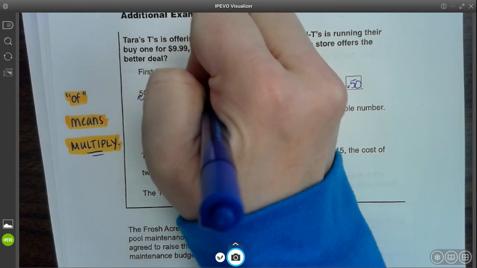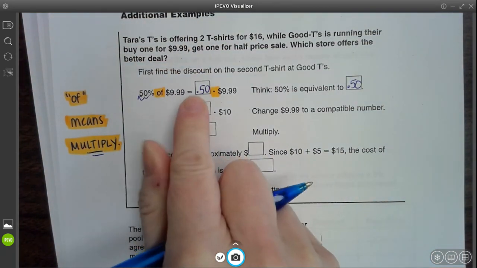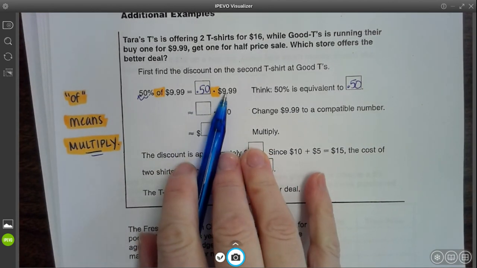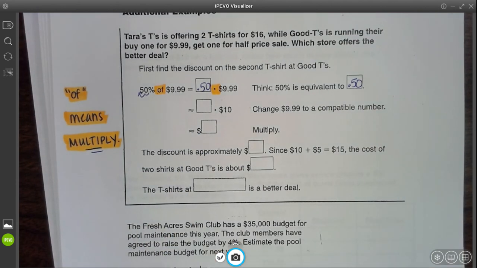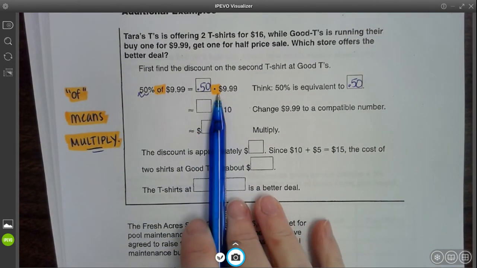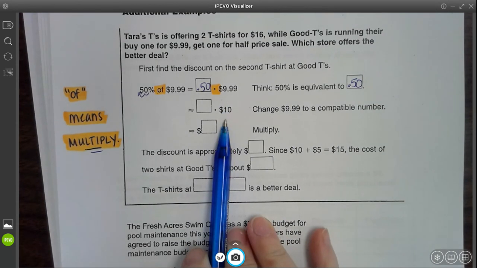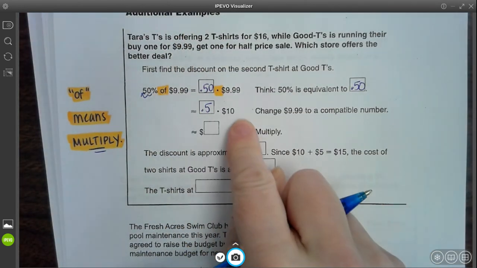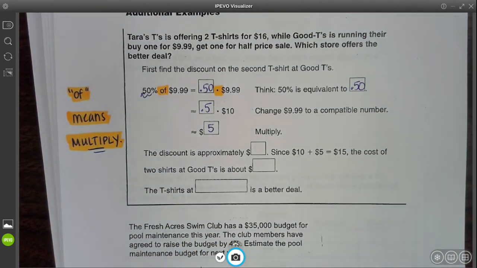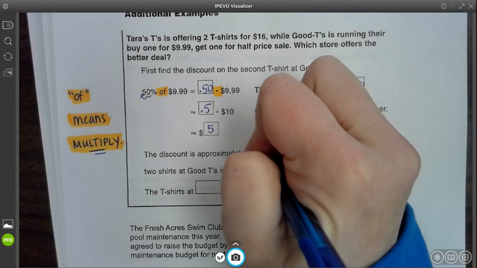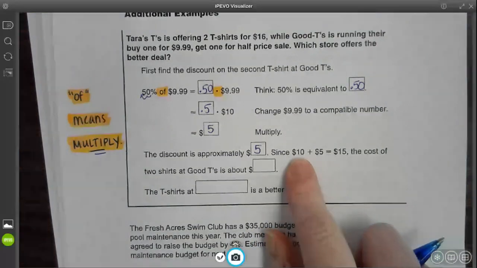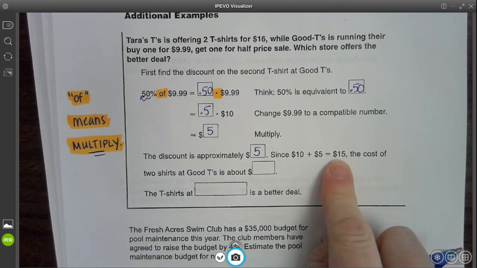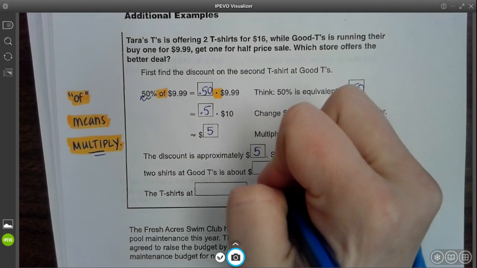Okay, so instead of saying 50% times $9.99, we're going to do 0.50 times $9.99 because now this is in decimal form and that's in decimal form. Okay, so to estimate it, we can round this up to $10, right? And 50% is about half. So we're doing about half of $10, which is $5. Okay, so the discount is about $5. And since $10 for the first shirt plus $5 for the second shirt is $15, the cost for the 2 shirts there is going to be $15.